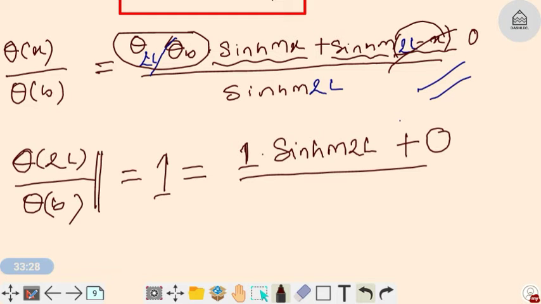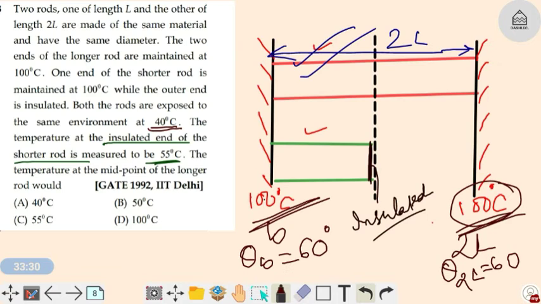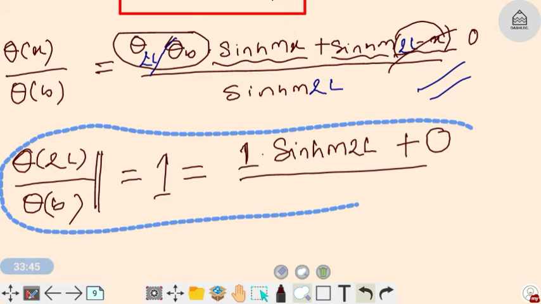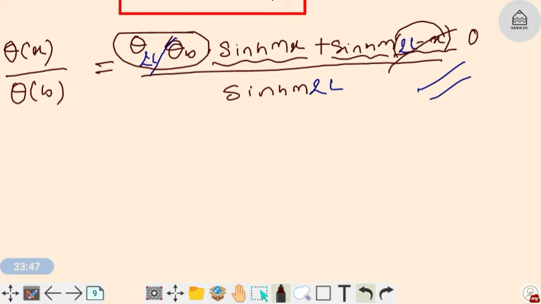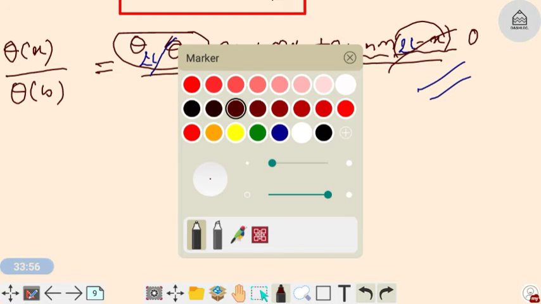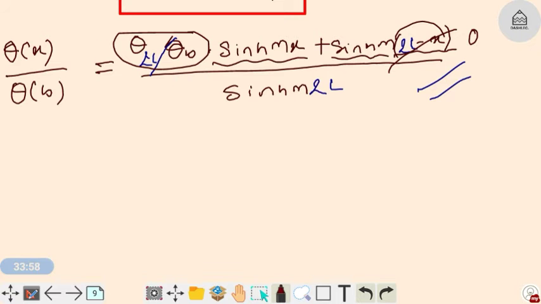What mistake? We need to find out the temperature at this mid section. So why are we putting x equal to 2L? First let us rectify this one. This we don't need to do. I'm sorry, I'm really sorry. Okay, now let's do it.